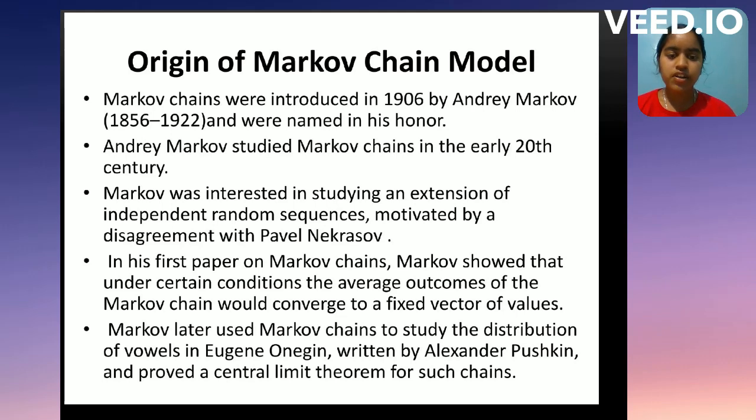In his first paper on Markov chains, Markov showed that under certain conditions, the average outcomes of the Markov chain would converge to a fixed vector of values. Markov later used Markov chains to study the distribution of vowels in Eugene Onegin, written by Alexander Pushkin, and proved a central limit theorem for such chains.